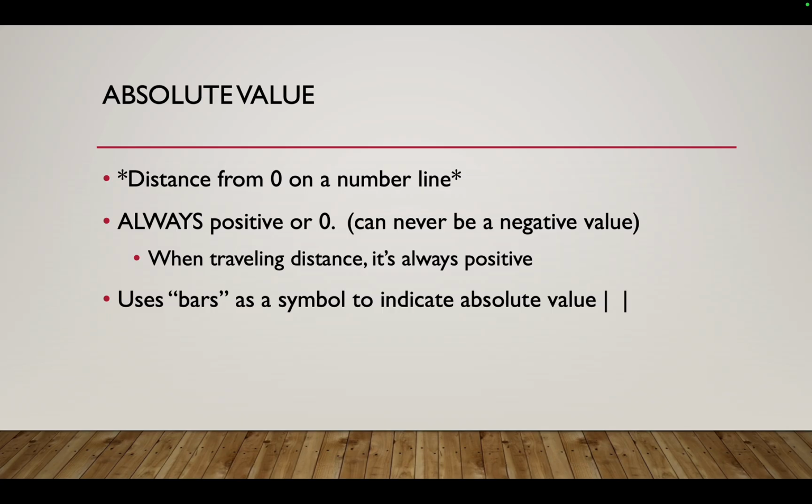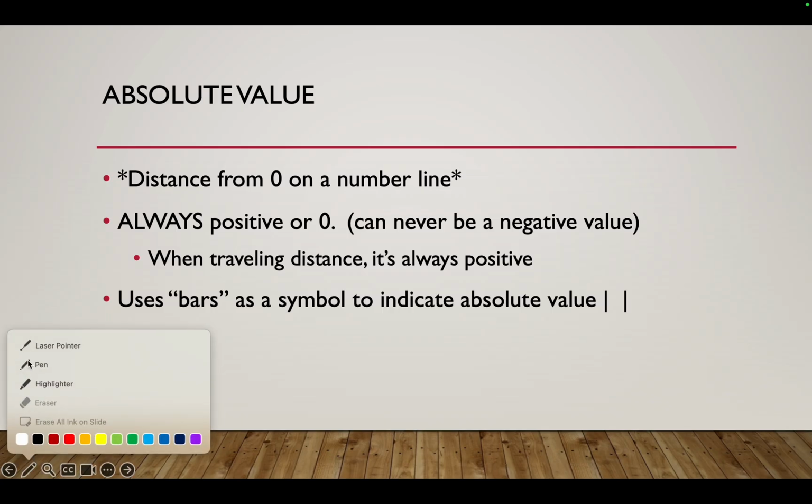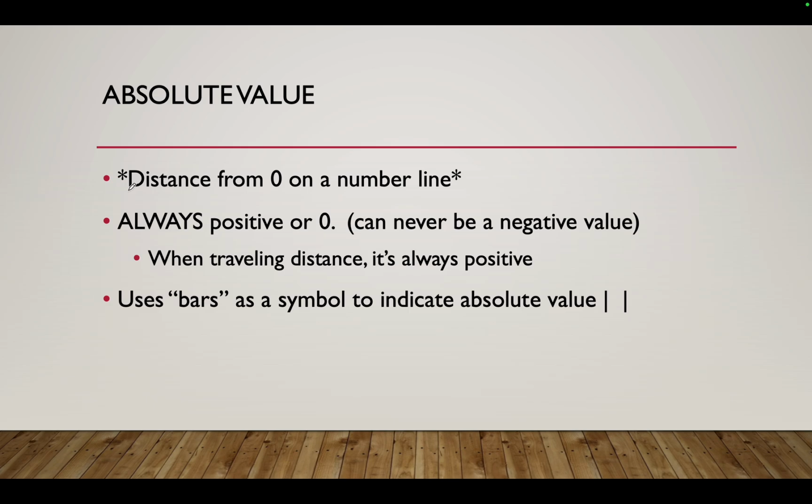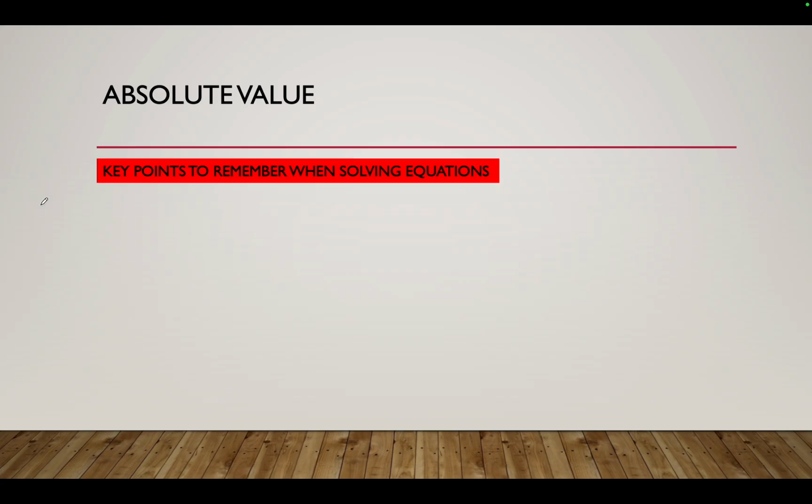Absolute value is the distance from 0 on a number line. Cannot highlight this one enough. When I ask you, what is the definition of absolute value? This is what I'm looking for. It's the distance from 0 on a number line. It's always positive or 0. It can never be a negative value. When traveling, distance is always positive. Absolute value uses these bars as a symbol to indicate absolute value.